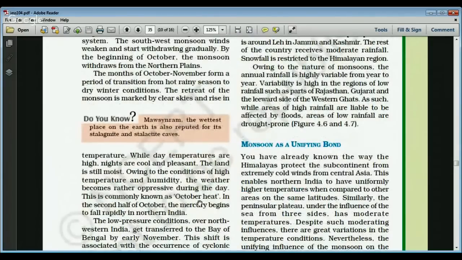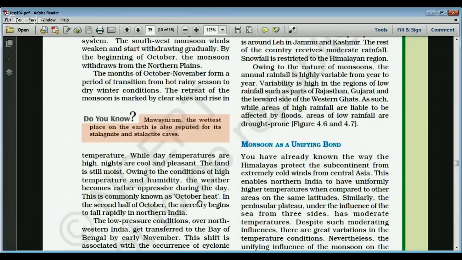And owing to the nature of the monsoon, the annual rainfall is highly variable from year to year, and this variability is high in the regions of low rainfall, such as parts of Rajasthan, Gujarat, and the leeward side of the Western Ghats. There are two sides of the Western Ghats. First is the windward side, which is the side that the southwest monsoon strikes, and the side opposite to the windward side is known as the leeward side.